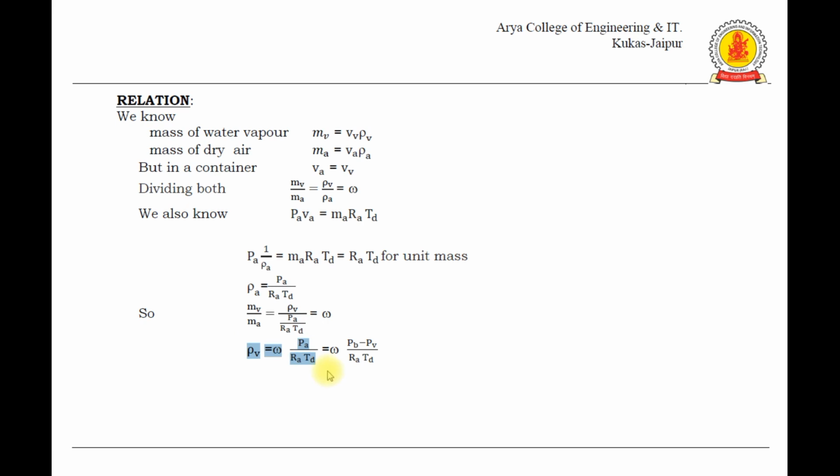this quantity. We can't know the partial pressure of dry air, so we will use P total. We are representing it as PT, PB, that is the barometric reading of the pressure gauge. P total minus partial pressure of water vapor.